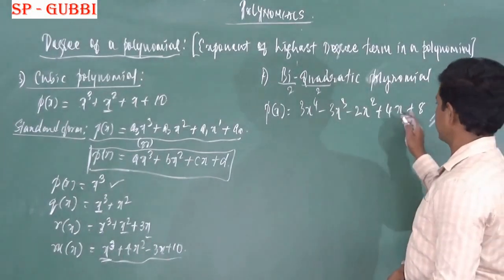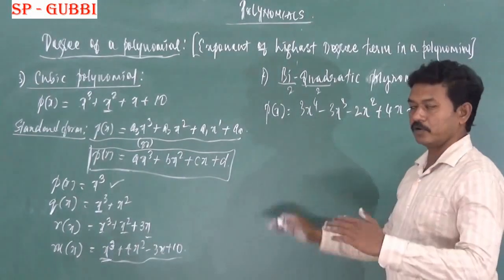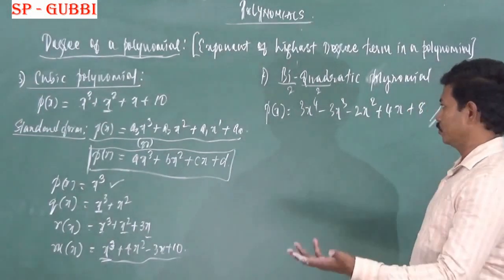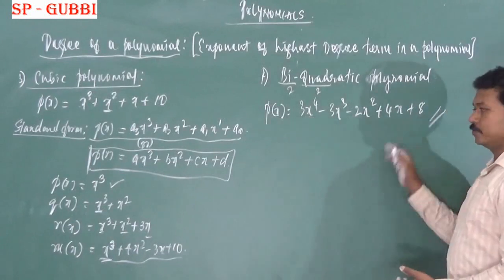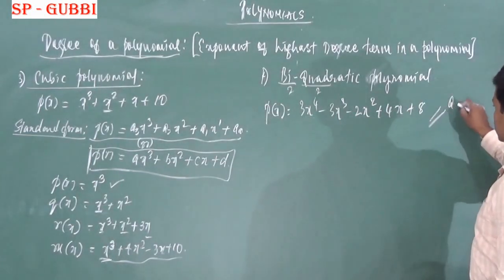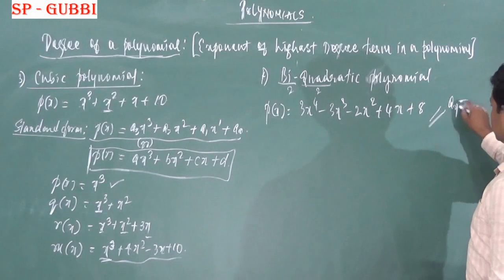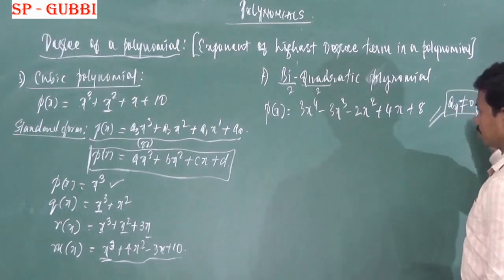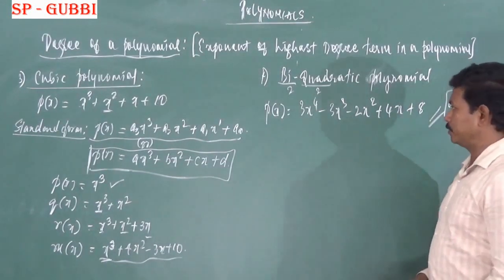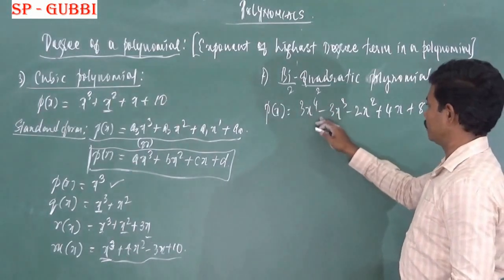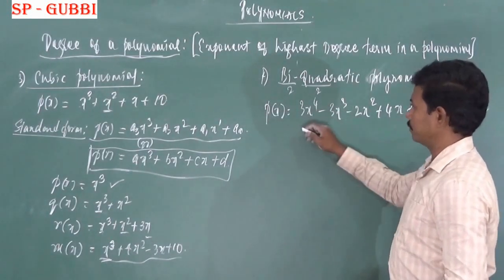Here the numerical coefficients involved are all real numbers, and no particular coefficient is equal to 0. That is, a is not equal to 0 anywhere here, and this is the condition for a polynomial to be defined. So 3x to the power 4 minus and so on, this is a biquadratic polynomial.